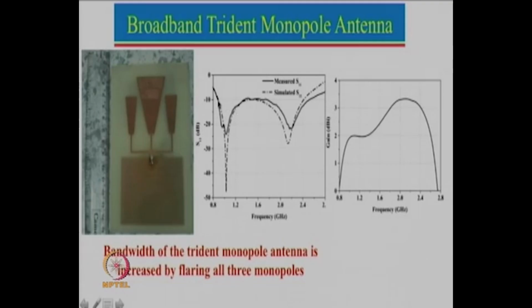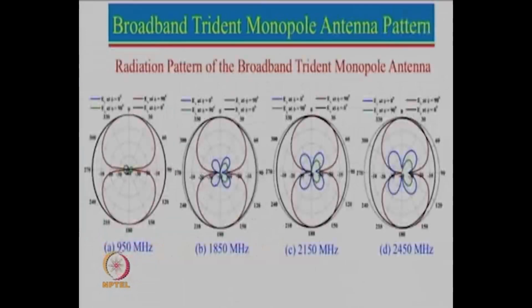So one can now see that the response is right from here to here, reflection coefficient is less than minus 10 dB over the entire band. Here is the gain plot also. So that is a gain variation from 0.8 to about 2.8. One can actually see that the gain of the antenna is around 2 dB at the lower frequency, but it slightly increases at the higher frequency, which is close to about 3.2, 3.3 dB, but the pattern is symmetrical over the entire frequency range, and you can see from here.